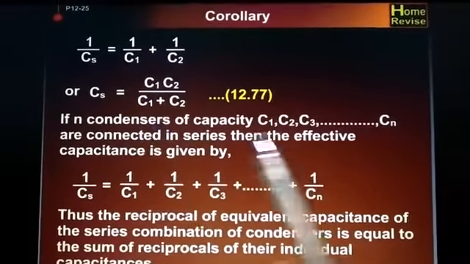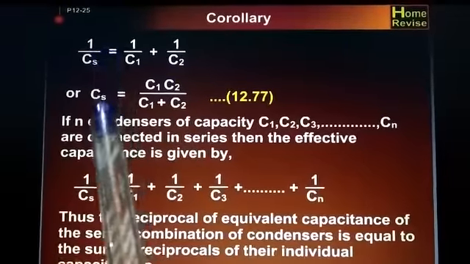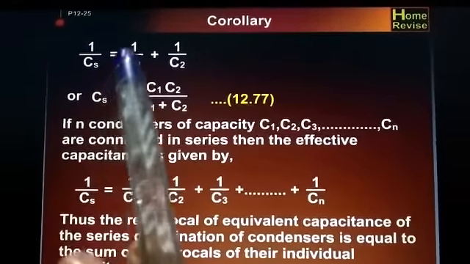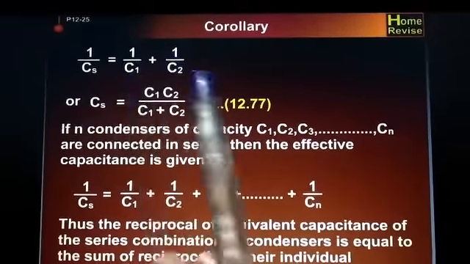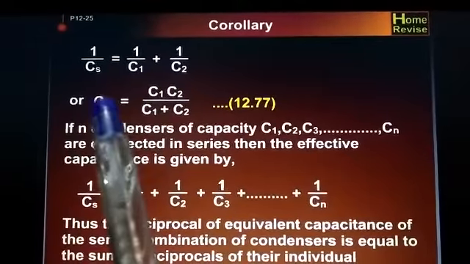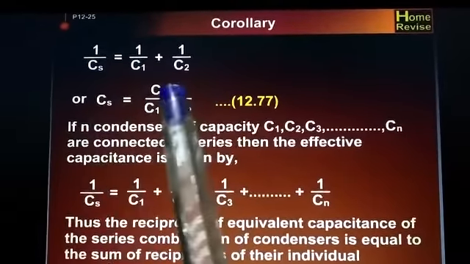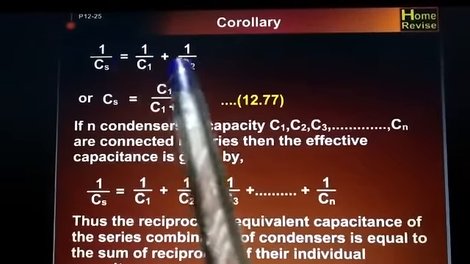Now considering two capacitors C1 and C2, the formula is 1 upon Cs is equal to 1 upon C1 plus 1 upon C2. This means for two capacitors connected in series combination, rearranging this formula, Cs is equal to C1 into C2 upon C1 plus C2.